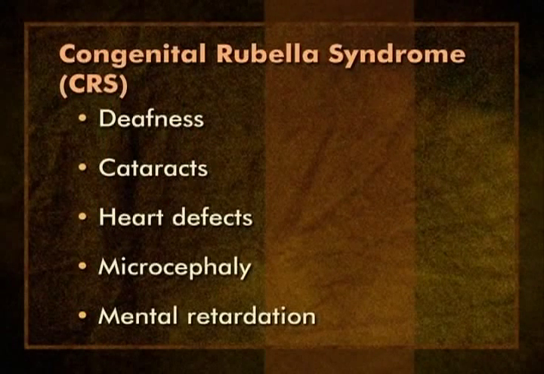Here's a list of some of the most common anomalies associated with CRS. The most common defects are the classic triad of deafness, cataracts, and heart defects. Microcephaly, or small head, is also common. Mental retardation is common and may not become apparent until the child is a few years old. Now, these are just a few of the common abnormalities. Defects have been described in virtually every organ.